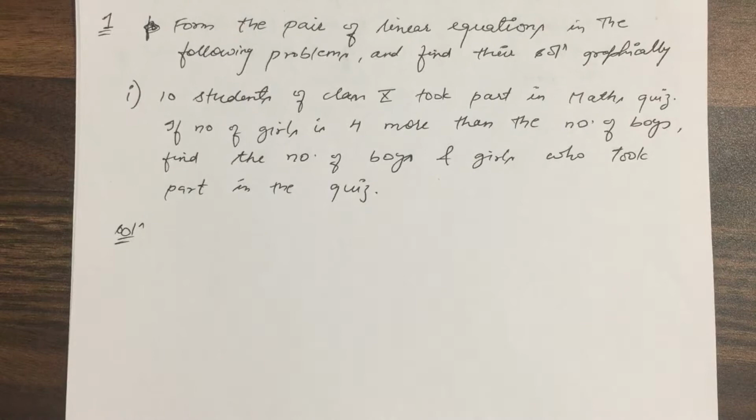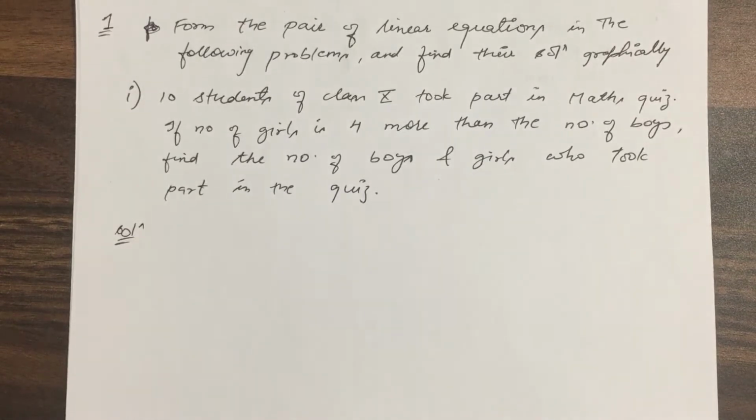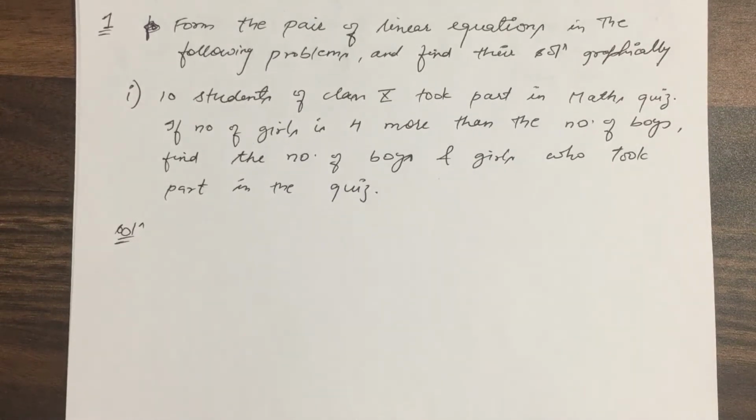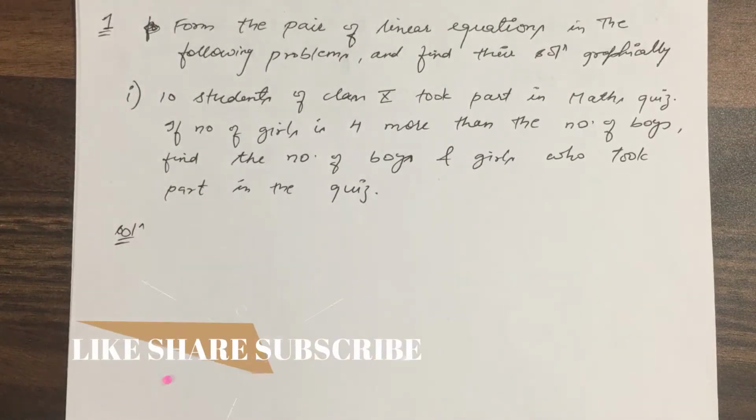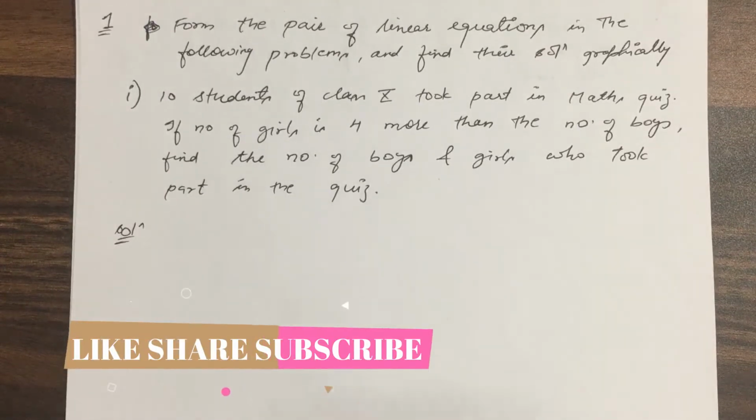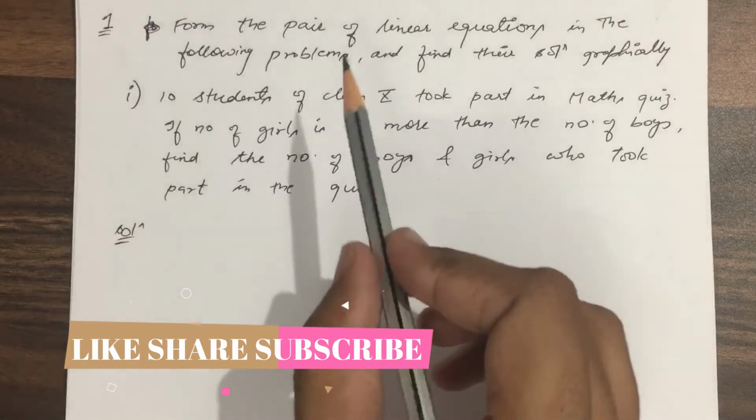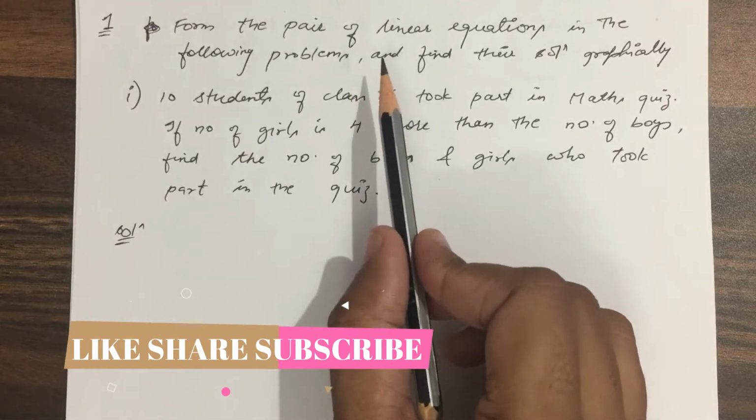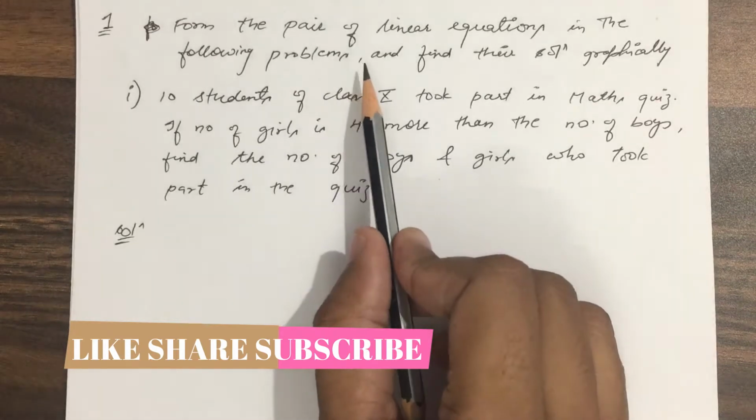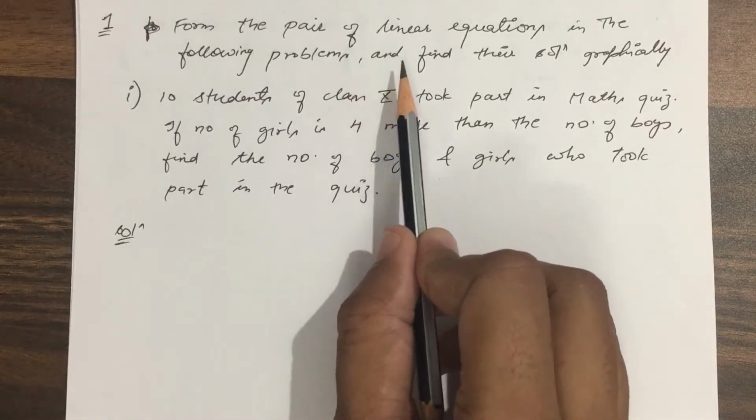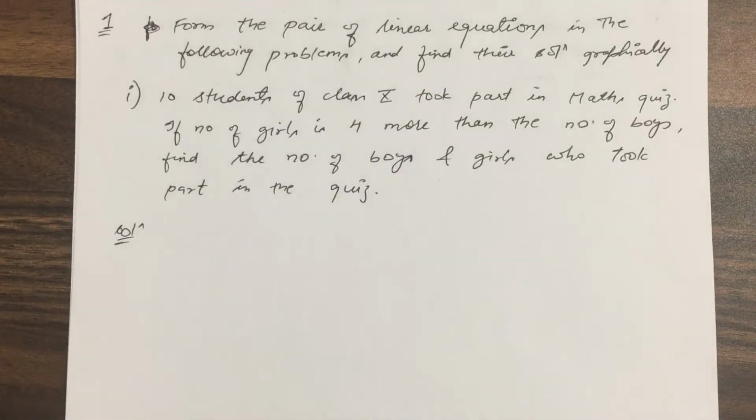In the last lecture we discussed exercise 3.1 of the chapter Linear Equations in Two Variables. In this lecture we will discuss exercise 3.2. Let us start with question number 1. It has two parts. In this question, you have to form the pair of linear equations and find their solution graphically, meaning with the help of a graph you have to find the required solution.